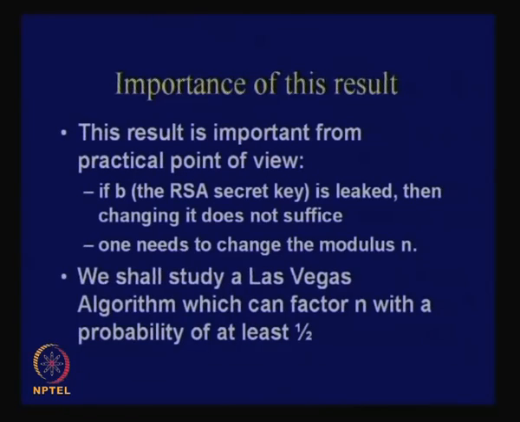Is it clear, right? Therefore, we shall actually study a Las Vegas algorithm which can factor with a probability of at least half. We shall not really argue why the probability is that, but we shall see that we have a randomized algorithm which will do that. If you are interested in the proof for at least half, you can follow Stinson, the proof is detailed there. I will not go into the proof, but we will just try to analyze the algorithm and try to understand why it works or why it should work.